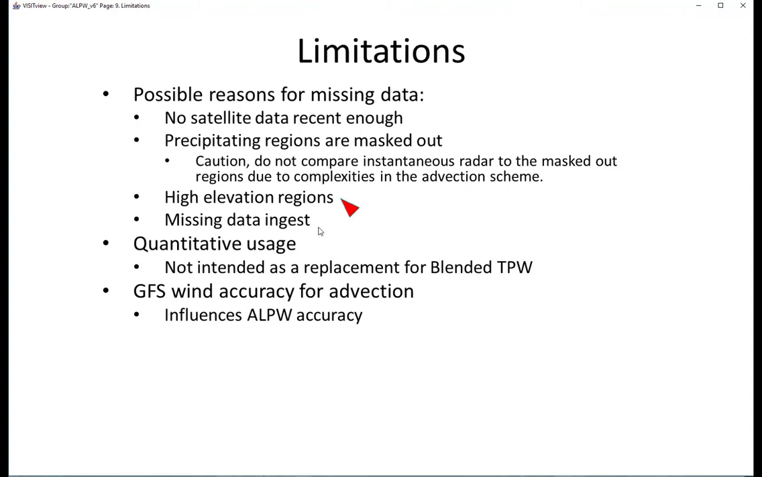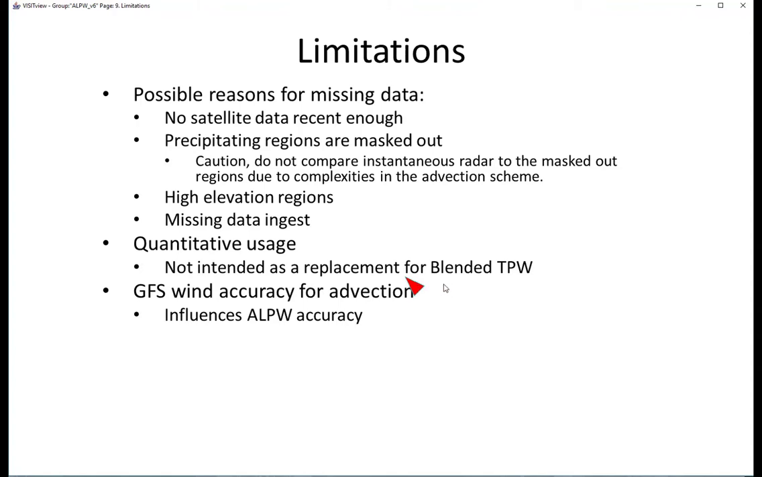High elevation regions, if you're in the west, the Rocky Mountain region, or the high plains, could be a limitation when you're looking at the lower layers, either because it's below ground or you're just looking at a slice of the lower layer, so it may appear lower than what you might expect. And the ingest itself is quite complicated. A lot of things have to come into phase to make it happen, so you will notice that there are times that are missing due to this as well. Quantitative usage: it's not intended as a replacement for the blended TPW.